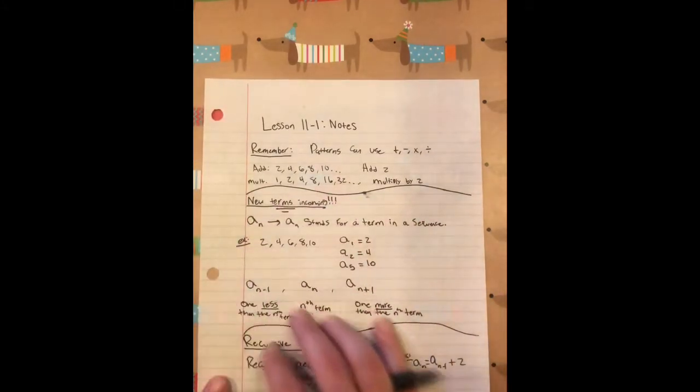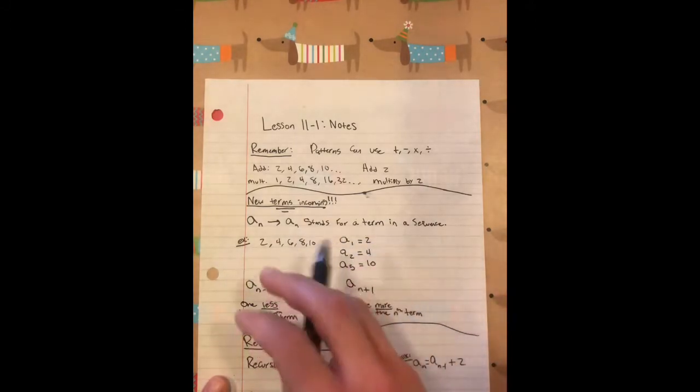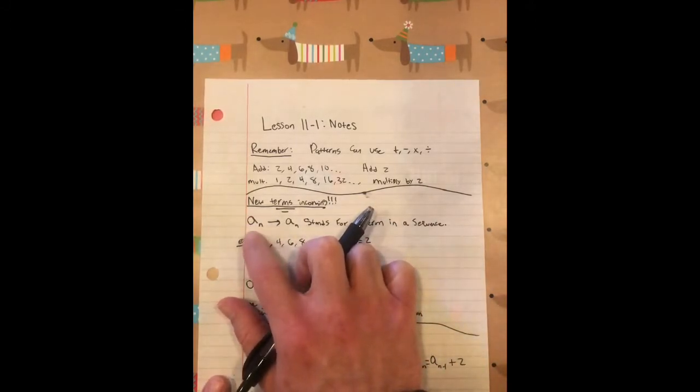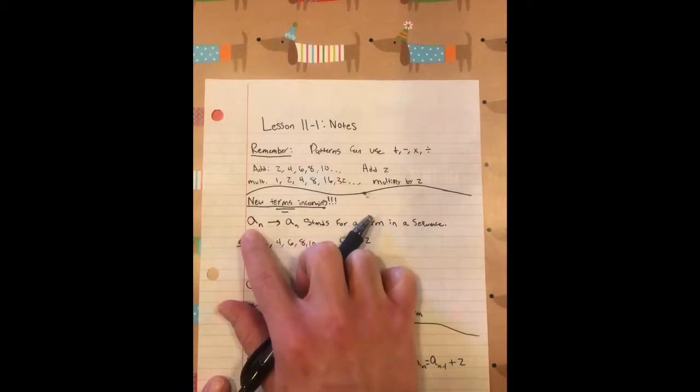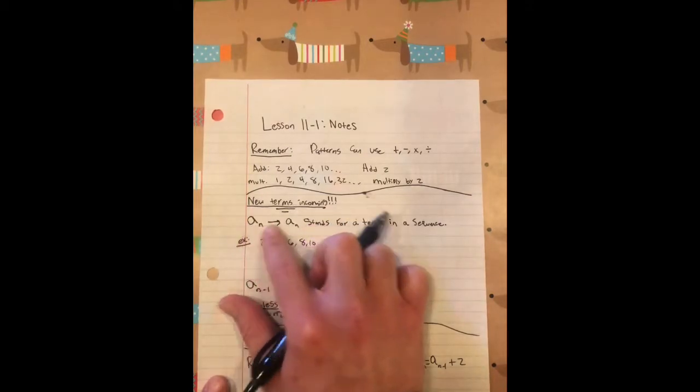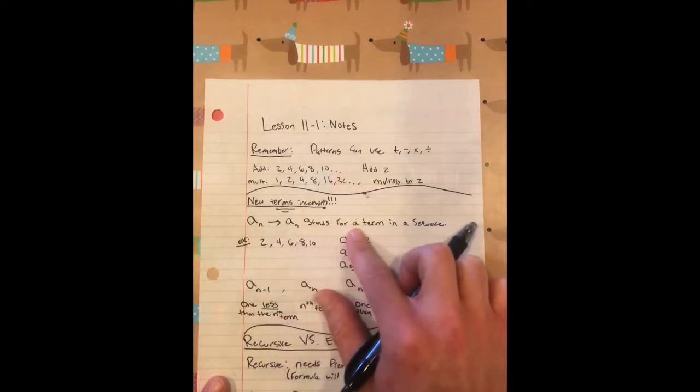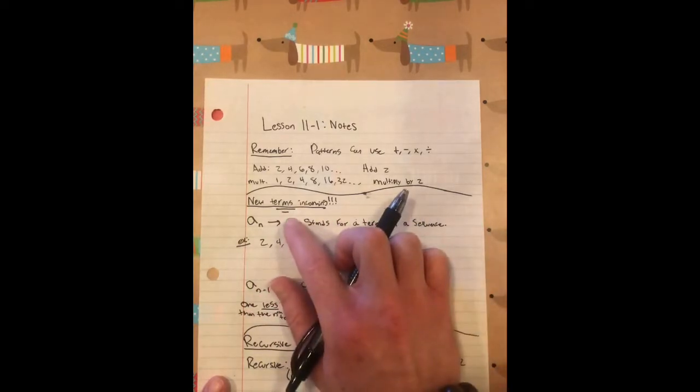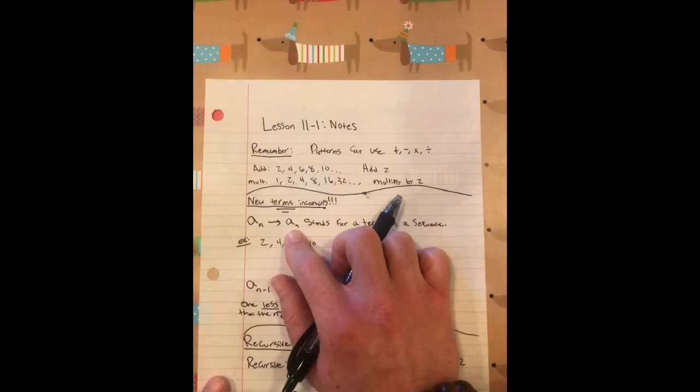Now, the rest of these, you're going to have these new terms. This is called a sub n. You don't have to really care too much about the terminology here. Just don't get scared when you see this on your homework. So what does a sub n mean? A sub n stands for a term in a sequence. So a sub n is just whatever term you're trying to find in that sequence.